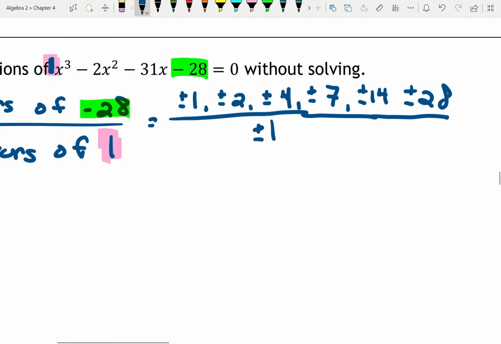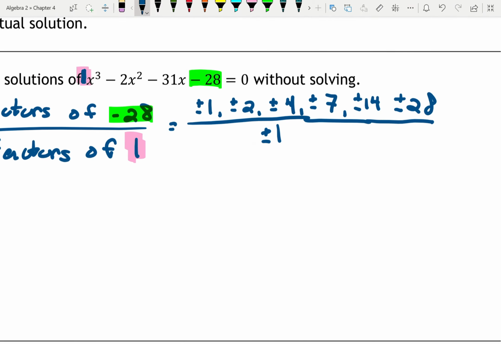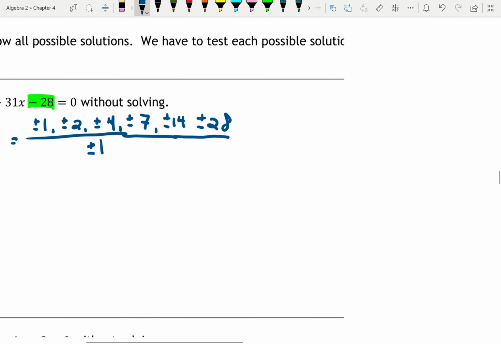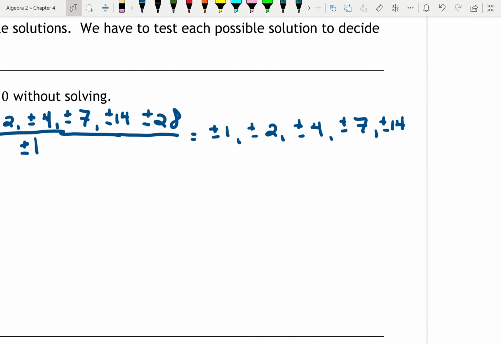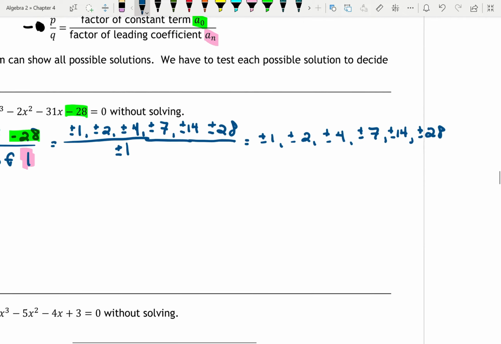So now we need to list all these numbers out, and it's really convenient just because we have the denominator of plus or minus 1. Makes it much more simple. If that was a 2, then we'd have to list out a lot more. We're just going to have plus or minus 1, plus or minus 2, plus or minus 4, plus or minus 7, plus or minus 14, and plus or minus 28. These are the possible rational roots.